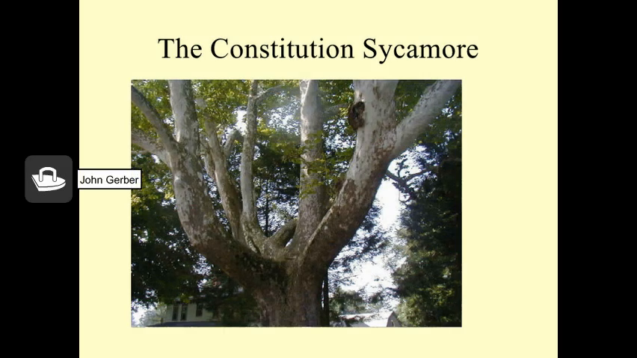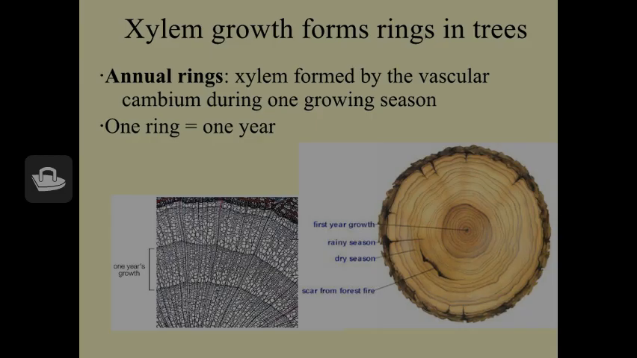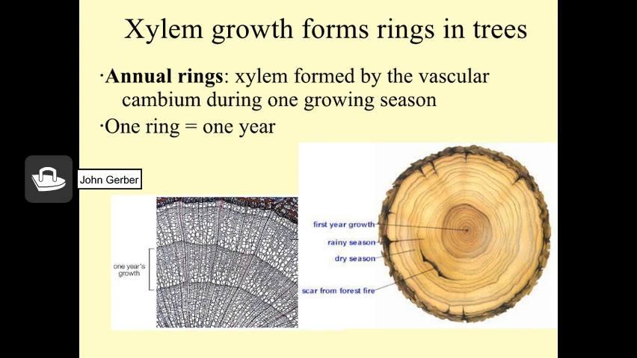This tree is called a Constitution sycamore on Route 47 in Sunderland. It was a seedling when the American Constitution was signed. And of course, we know how old trees can be by taking a core out of them. You can count the rings.